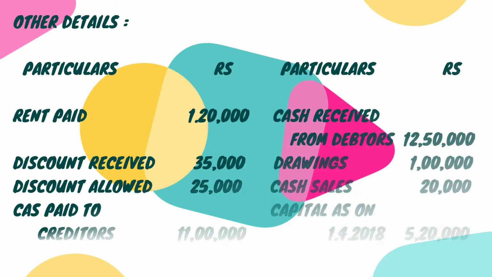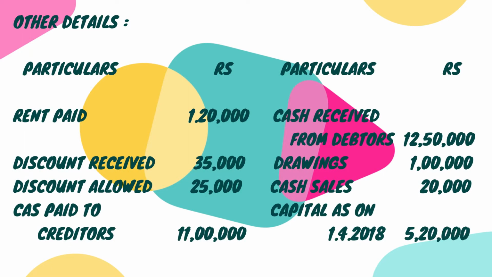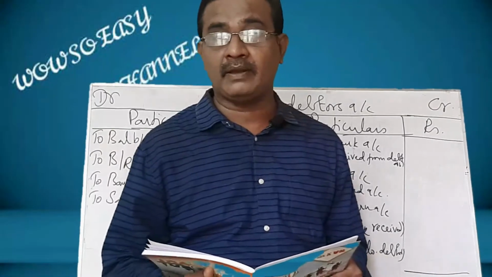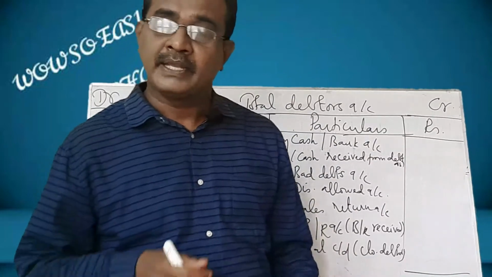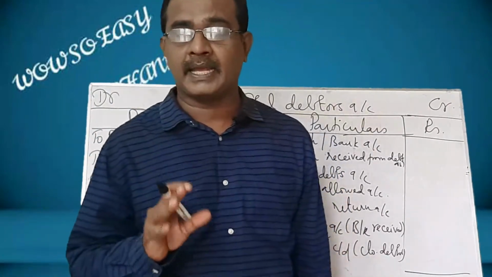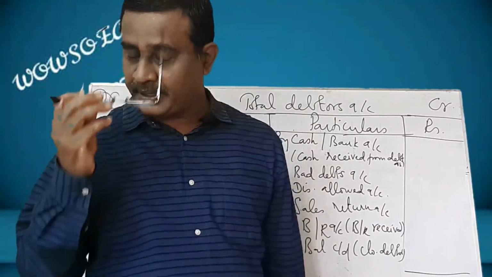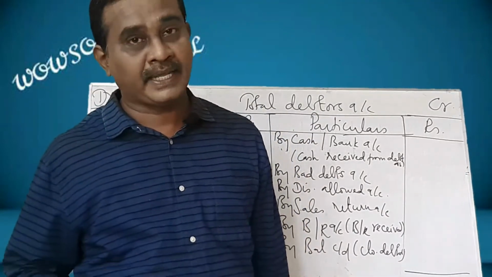Now come to the other details. Rent paid 1,20,000, discount received 35,000, discount allowed 25,000, cash paid to creditors 11 lakhs, cash received from debtors 12 lakh 50,000, drawings 1 lakh, cash sales 20,000, capital as on 1/4/2018 5 lakh 20,000. See, in this sum they have given the opening capital. So, you need not prepare a statement of affairs with the opening balances and find out the opening capital.